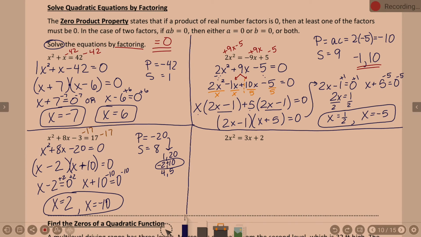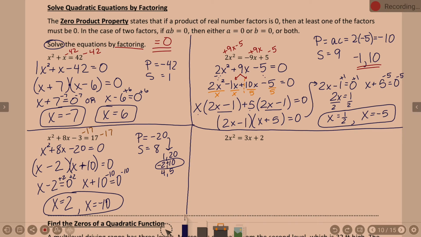Okay, one more. 2x squared equals 3x plus 2. What are your thoughts about solving? You've got to multiply the AC. So, first, we have to go to 0. Before I can do any type of factoring step, the equation does have to be equal to 0, one way or the other. So you subtract your 3x.